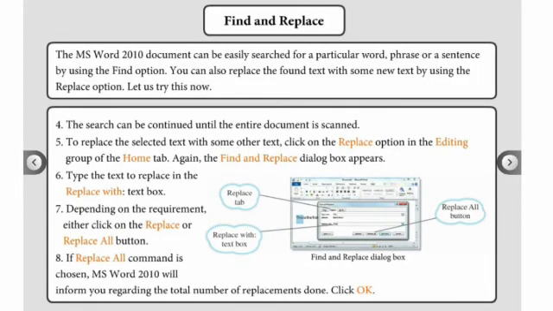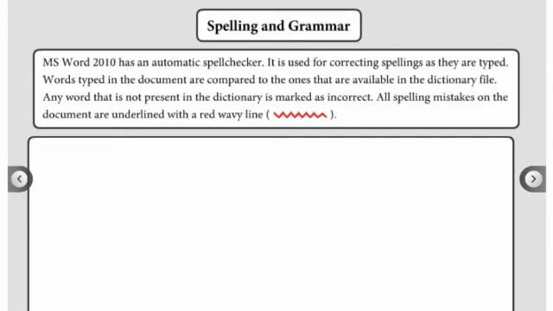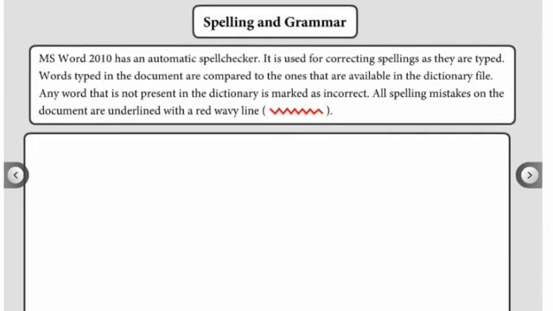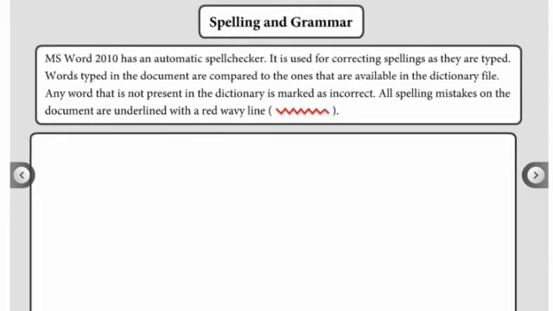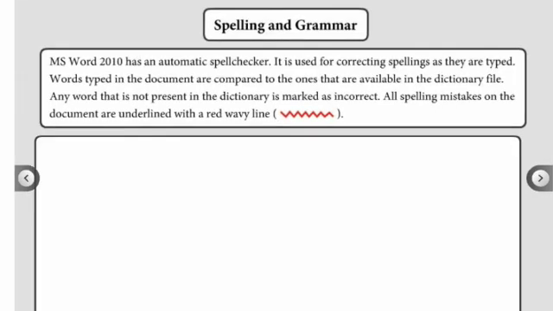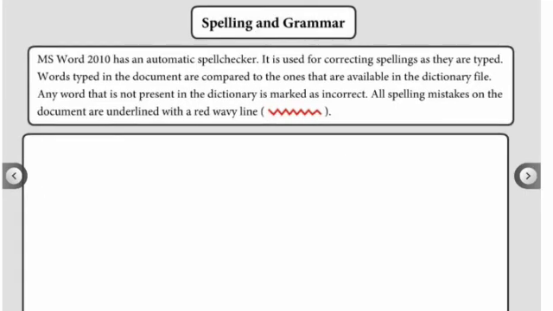Next, we have spelling and grammar. So students, you would be amazed to know that MS Word has a special feature which is automatic spell checker, which is used for correcting the spelling mistakes. MS Word has a dictionary of its own. When you type words into it, it compares the word you have typed to its dictionary. Now, if it doesn't find the word in its dictionary, it shows that there is a spelling mistake and it is underlined.